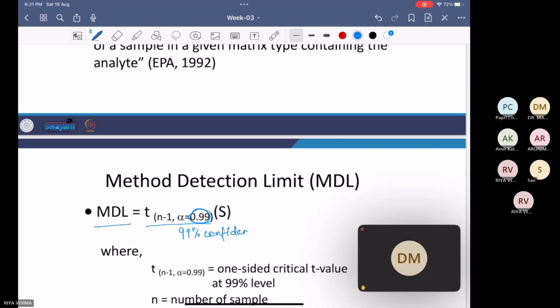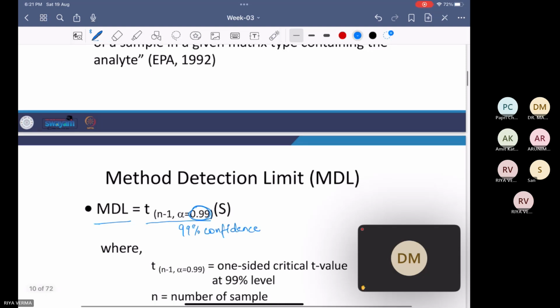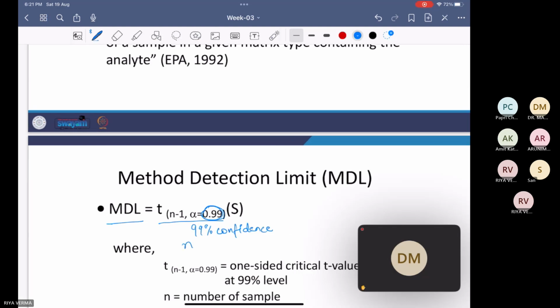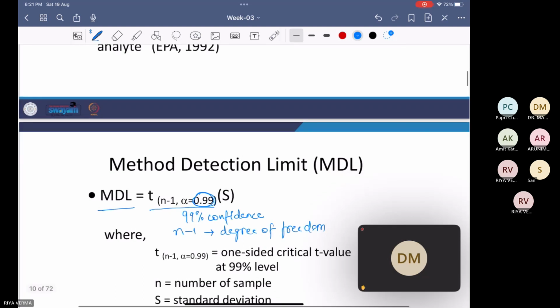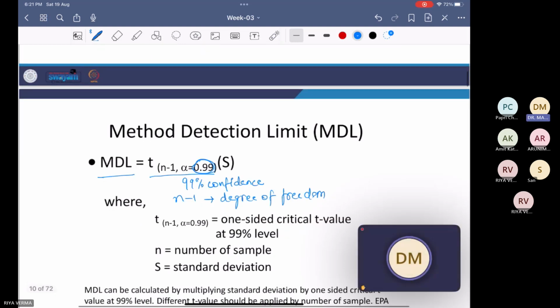Here alpha is showing your confidence interval, 99% confidence interval, and n is the number of samples given. So n minus 1 is your degrees of freedom, and s is your standard deviation.